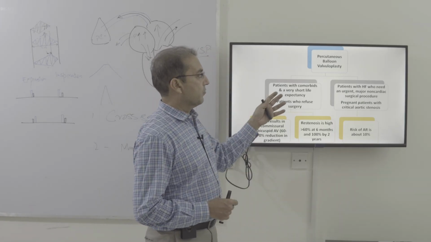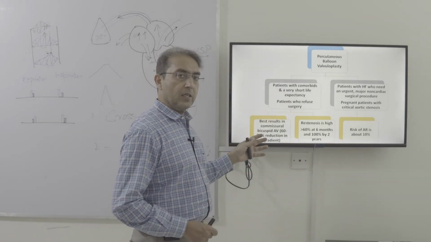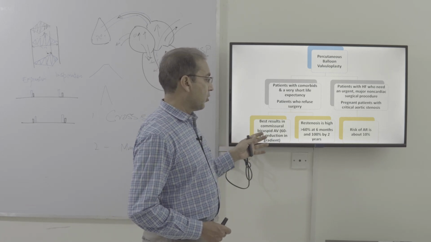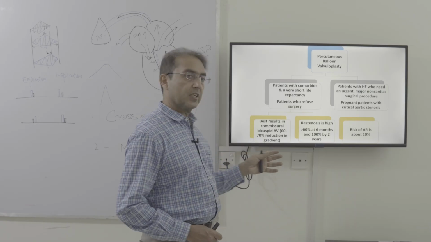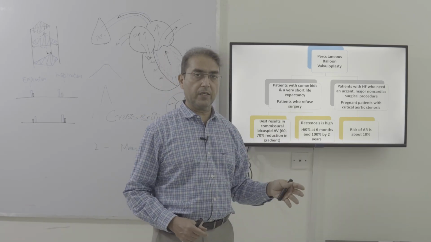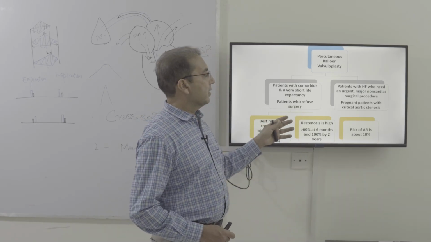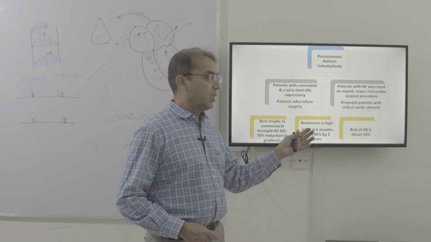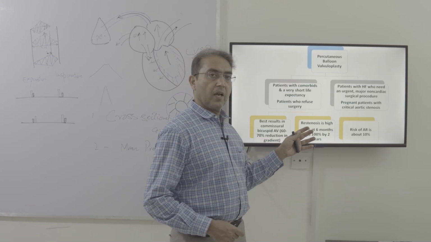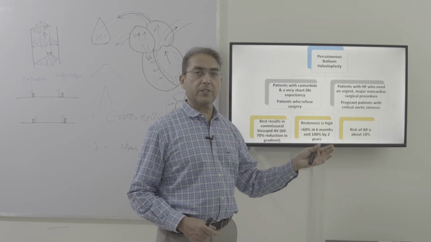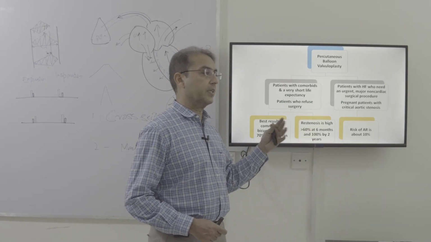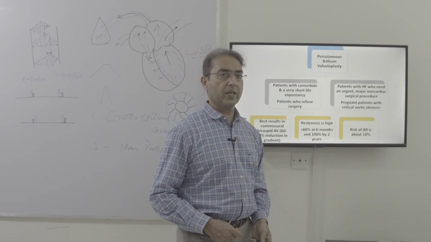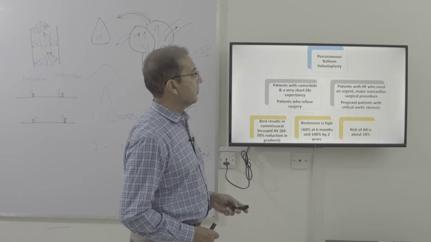Now, what is the advantage of this balloon dilatation? That you get an immediate result. You see, the best results are seen in commissural bicuspid aortic valve, almost 60 to 70% gradient reduction immediately. The problem with balloon dilatation is that re-stenosis is high. At 6 months, almost 60% have stenosis, and at 2 years, almost 100% have re-stenosis. So they need to be redilated. And when you dilate, 10% of the patients have the risk of developing aortic regurgitation.